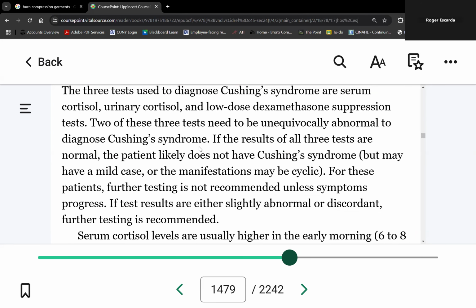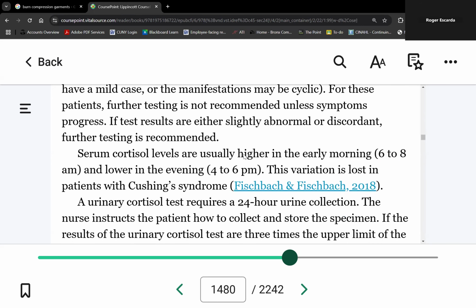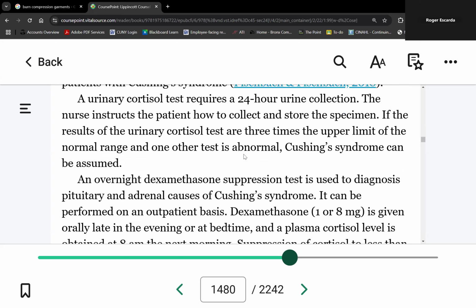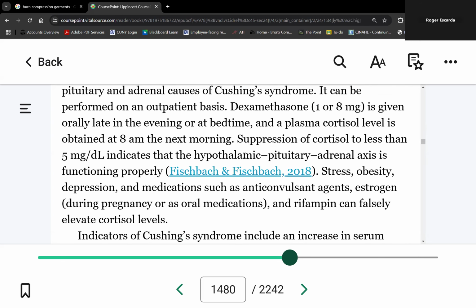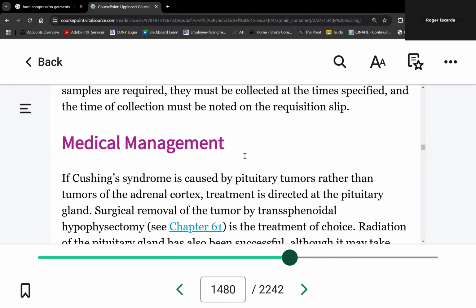So for testing, we of course look at your hormone levels, your stress hormone levels, as well as aldosterone. I have no question on the testing. The doctor will do that. We have really no role in it. Management.